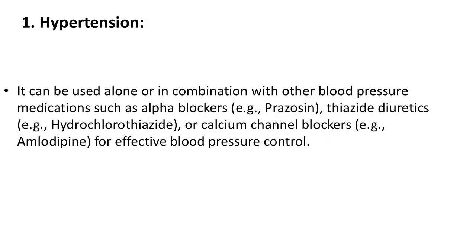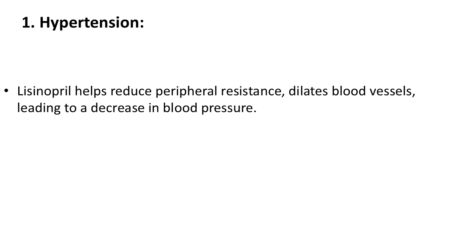1. Hypertension. It can be used alone or in combination with other blood pressure medications such as alpha blockers (e.g., Prazosin), thiazide diuretics (e.g., Hydrochlorothiazide), or calcium channel blockers (e.g., Amlodipine) for effective blood pressure control. Lisinopril helps reduce peripheral resistance and dilates blood vessels, leading to a decrease in blood pressure.